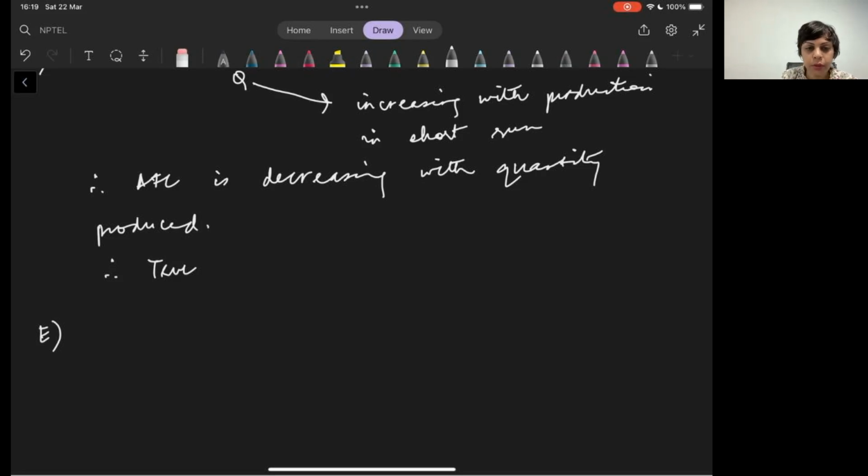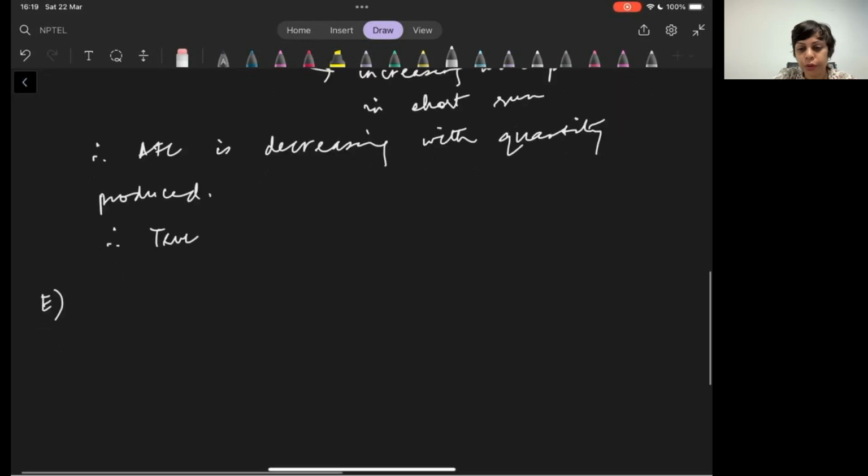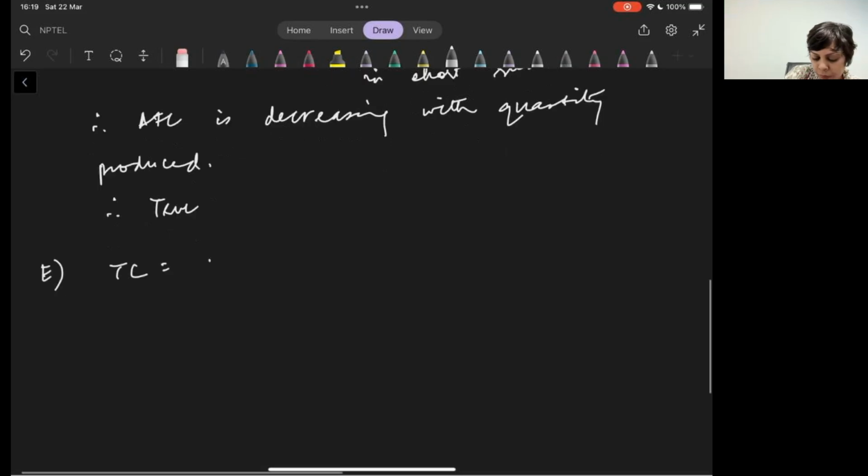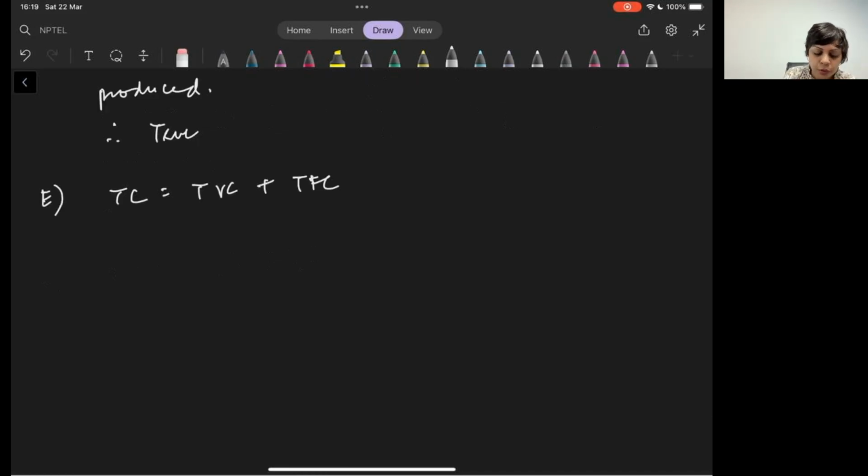Okay, let's go to the last statement. Total cost is always declining with quantity produced. Okay, so now we again come back to the same expression. Total variable cost plus total fixed cost, or just fixed cost. Now if you see, let me write this in terms of Q. This is a function of Q and this is fixed cost. Right now, total variable cost is normally going to be increasing with quantity produced, and that's just common sense.